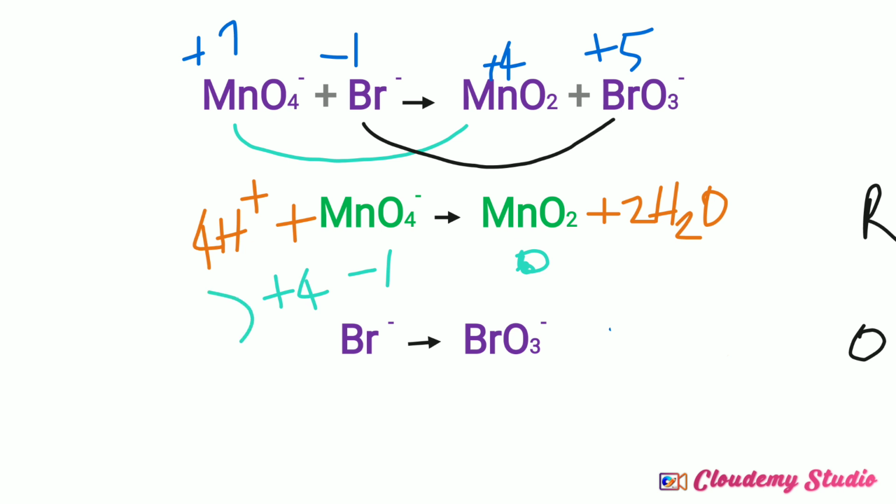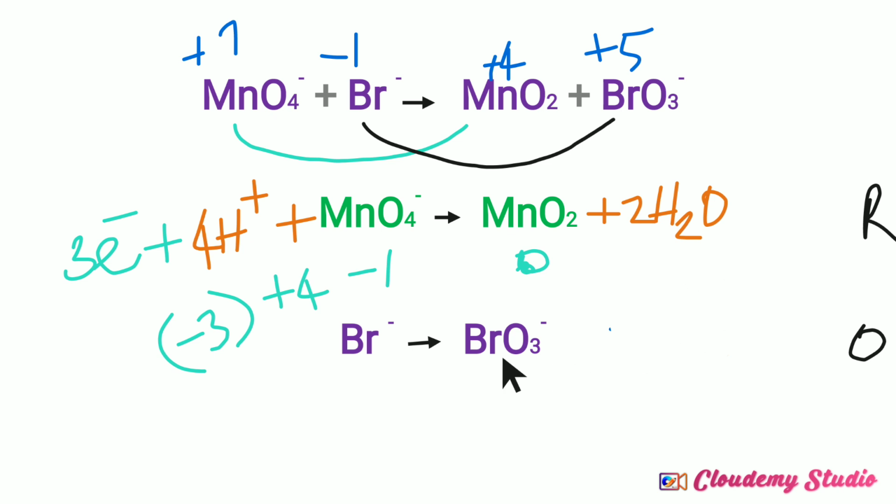So in order to get 0, what is needed? Minus 3 we need to add to the left hand side. Then this minus 3 plus minus 1 minus 4 plus 4 will be cancelled, will become 0. Both the sides the charges will be equal. As minus 3, we need to add 3 electrons on the left hand side. 3 electrons are added on the left hand side. Now the reduction half reaction is balanced.